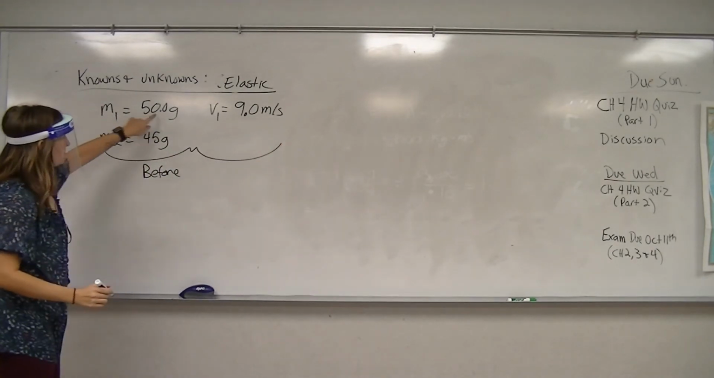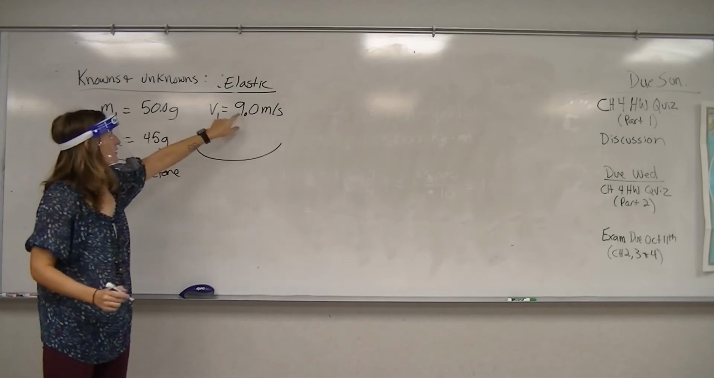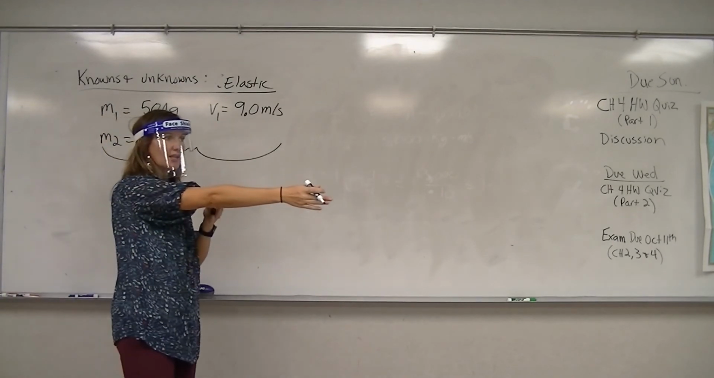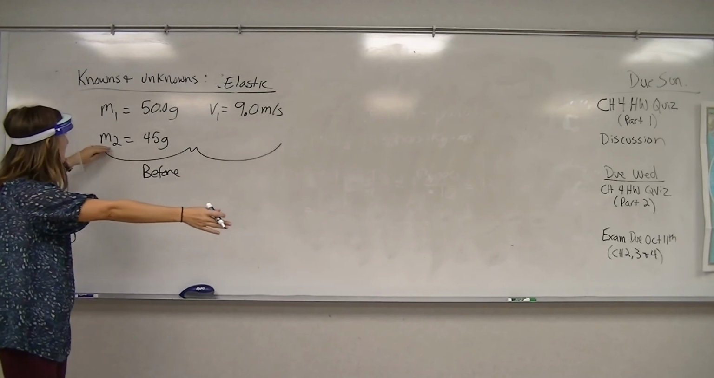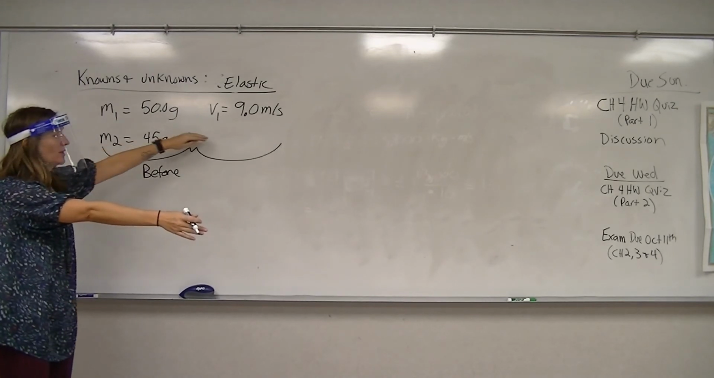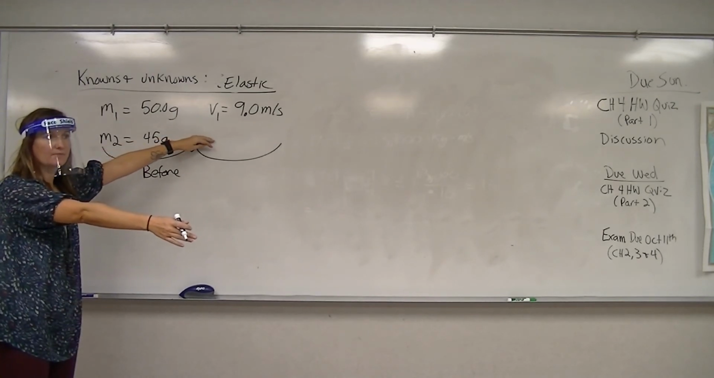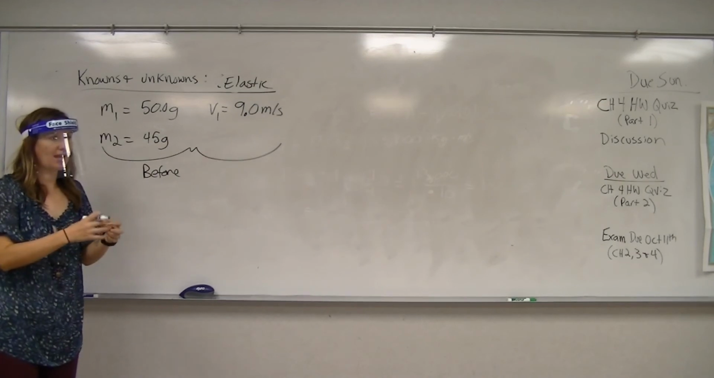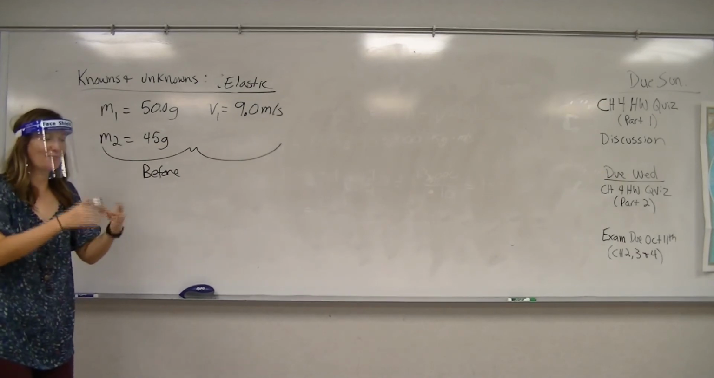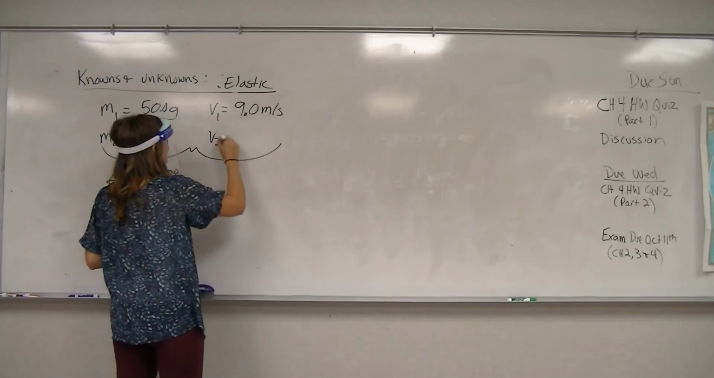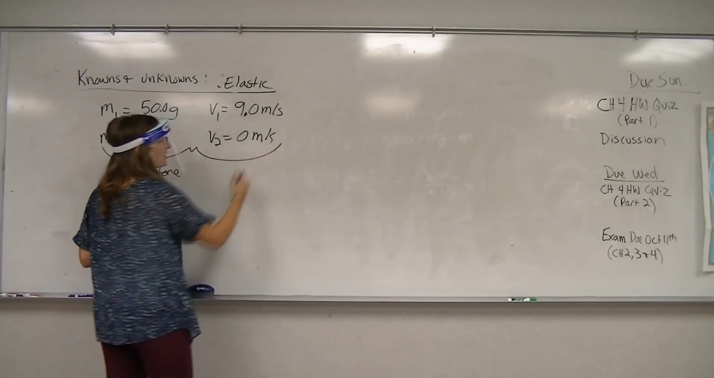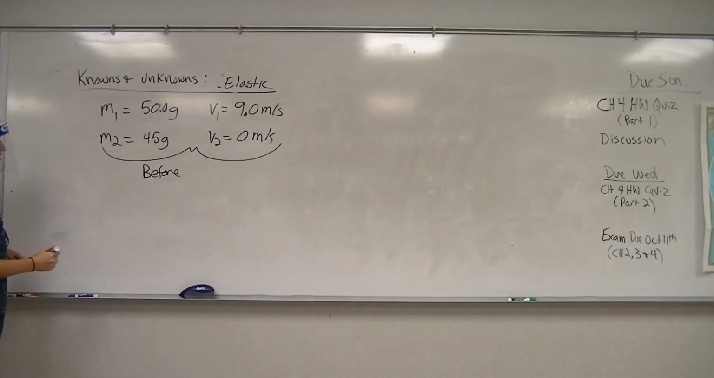So we have the mass of ball 1, and it's going 9 meters per second. We have hit it, and it's going towards ball 2. What is ball 2 doing? What is ball 2's velocity? 0, it's not moving. This is why I had to change it from air hockey. It's sitting motionless, so 0 before the collision.